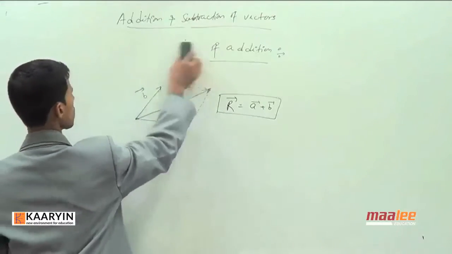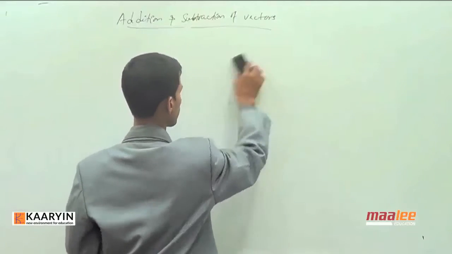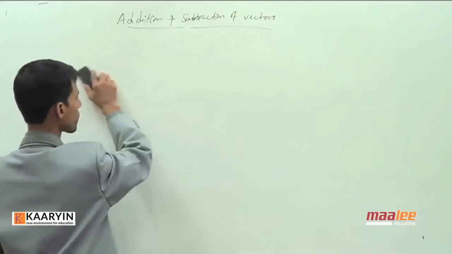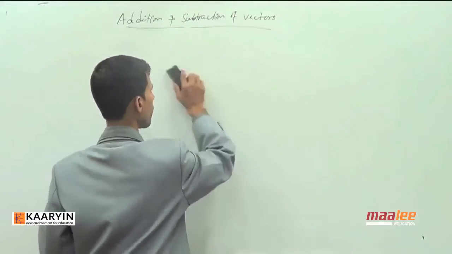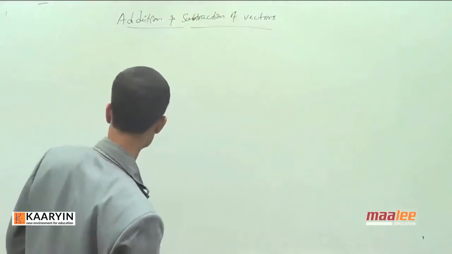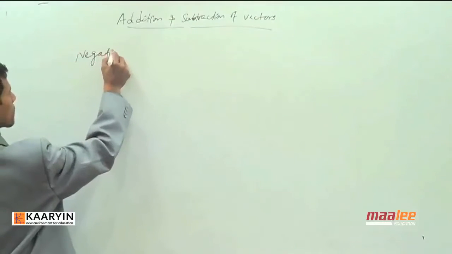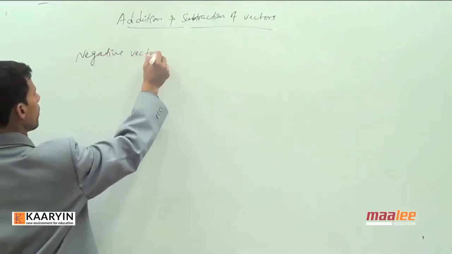Now to talk about the subtraction of two vectors, we have to first see what is the meaning of the negative vector. There is something called a negative vector.